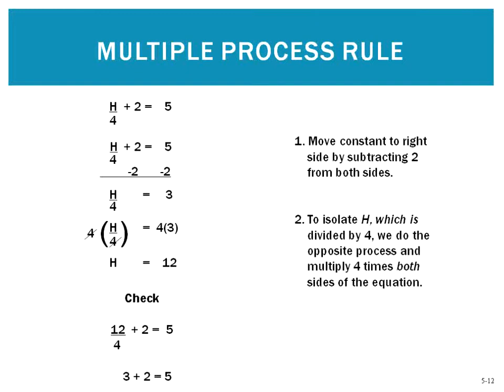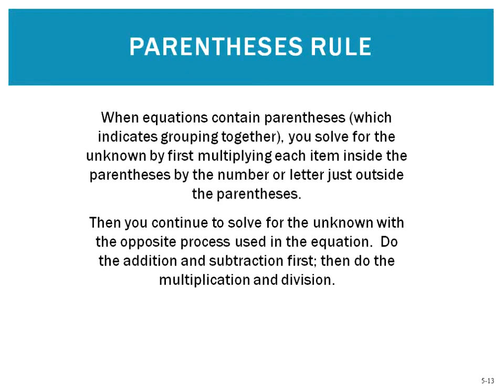But now, does that make sense? So we go back to the equation and we put the 12 where h was supposed to be. Okay? So now 12 over 4 plus 2 equals 5. That's what it should be because we're checking our answer. So 12 divided by 4 is 3. 3 plus 2 is 5, and it does equal 5, so we got our answer right.